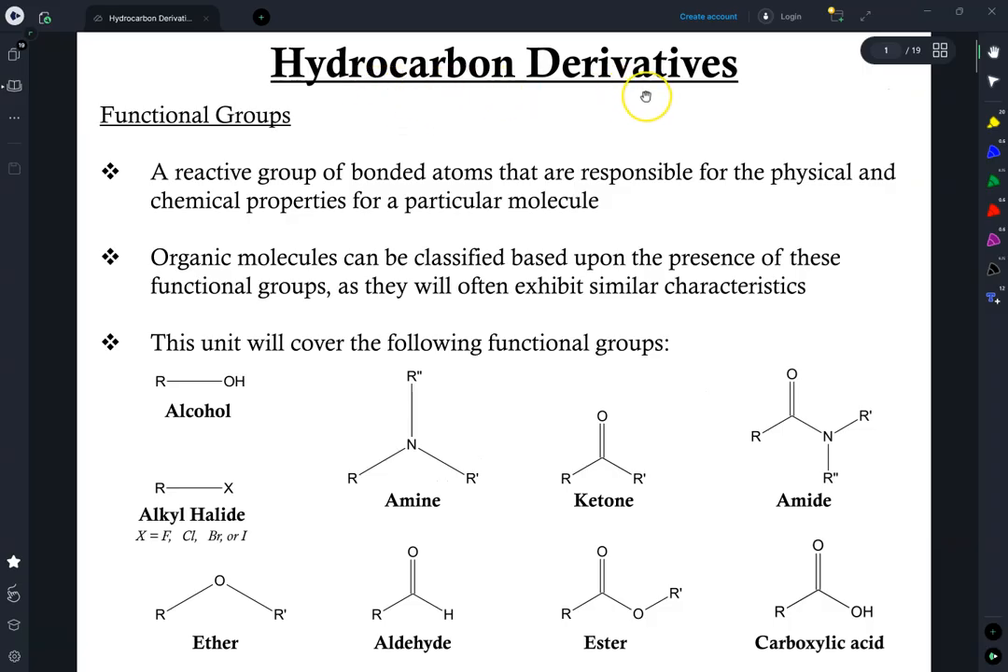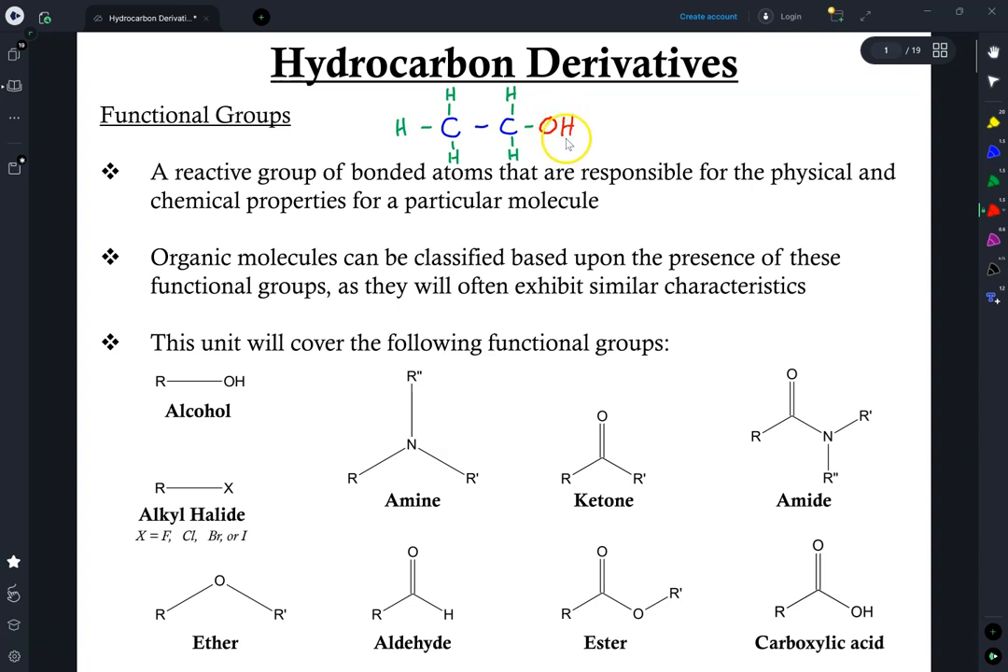Hydrocarbon derivatives are organic compounds that start from, or we can also say are derived from, simple hydrocarbons, like this example over here, ethane. But if we remove a hydrogen atom, like this one for instance, and then replace it with a different atom or group of atoms like this one, we end up with a different type of organic molecule with its own unique set of physical and chemical properties.